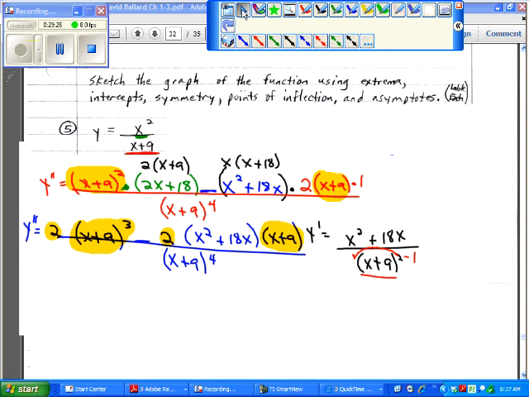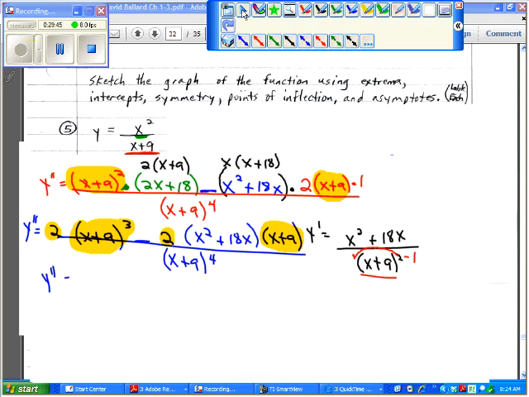We factor out the greatest common factor, so we pull out the lowest power, what they have in common. Okay? So we're going to pull out, we've got y prime equal, we can pull out a 2, and we can pull out an x+9.